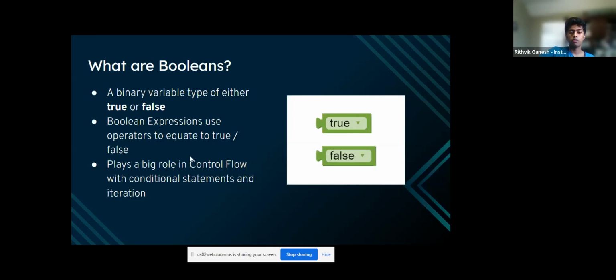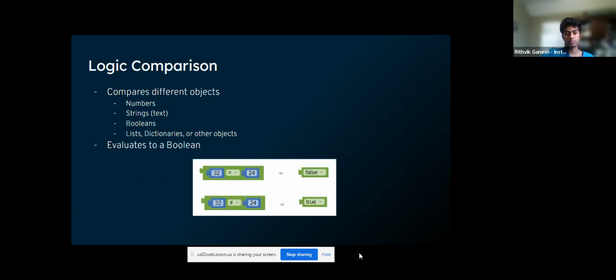So these play a big role in what's called control flow, which we'll get into a little bit later, and conditional statements and iteration. I think an easier way to do this is to just show you. Right here, we see an example of a logic comparison. What we're able to do is compare different objects.